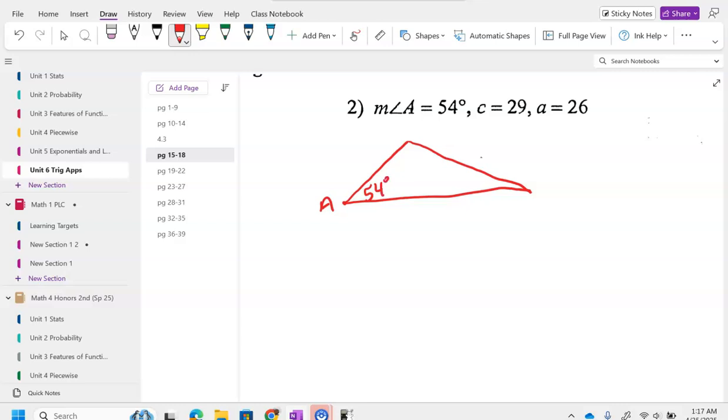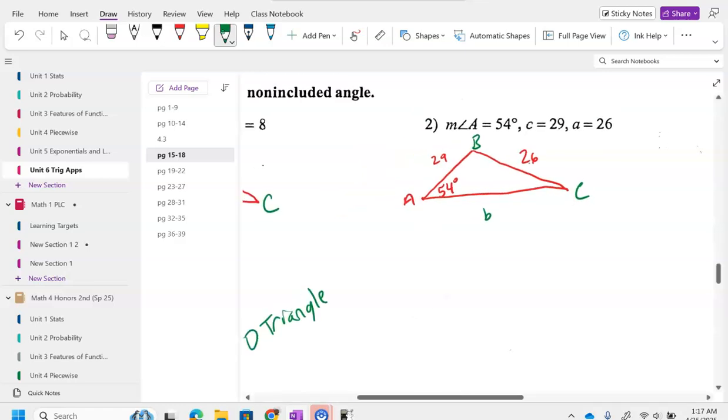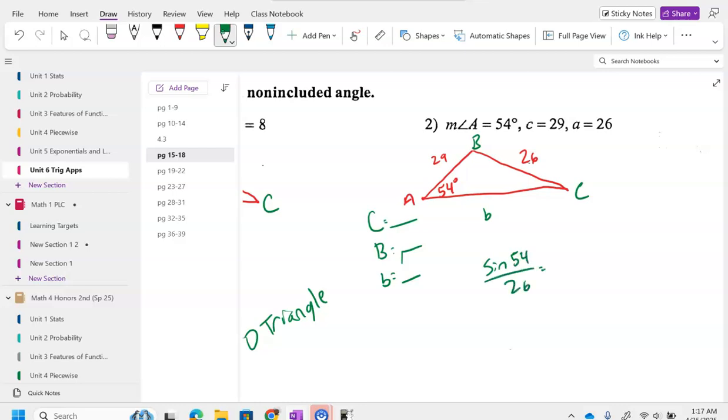Okay, so 54 degrees for angle A. This is the second problem here on this page. 54 degrees here, so that means 26 is there, 29 is over here. Okay, so then by default, this is side c, b, B. So we are looking for angle C, angle B, and side b. So we're going to do our law of sines. So we're going to say sine of 54 over 26 equals, we're looking for angle C.